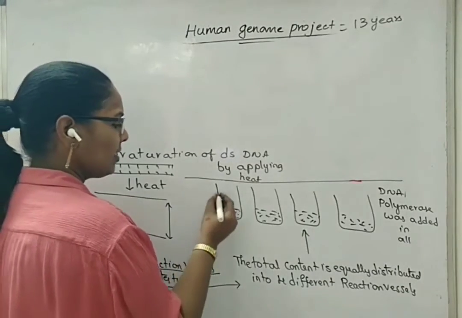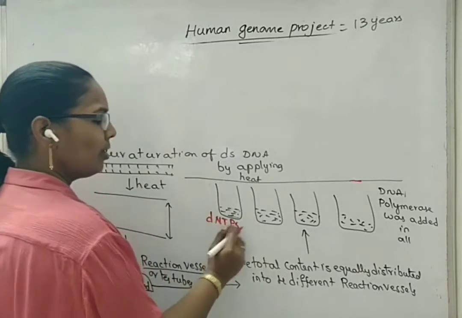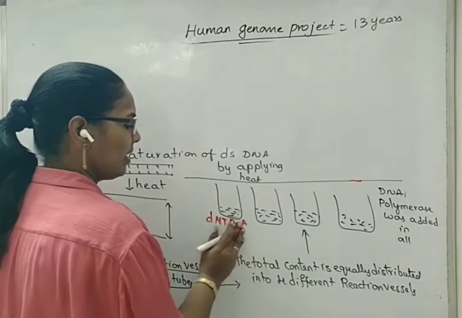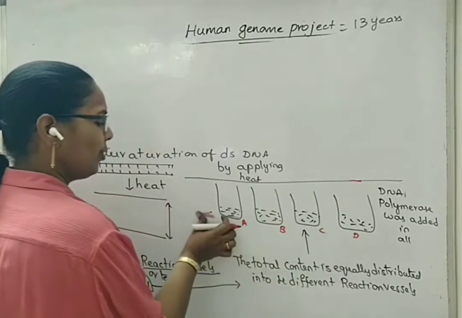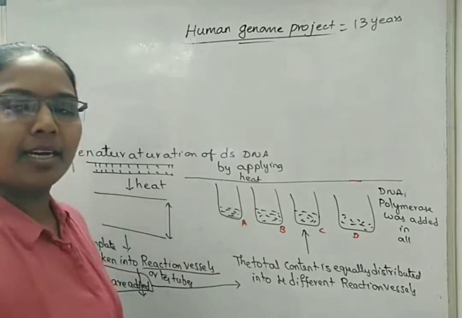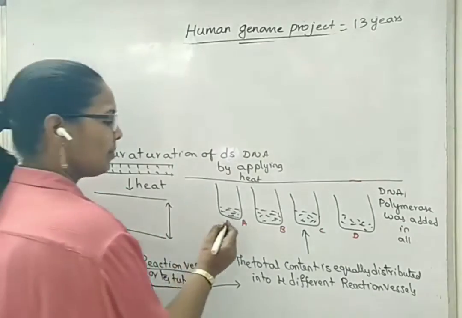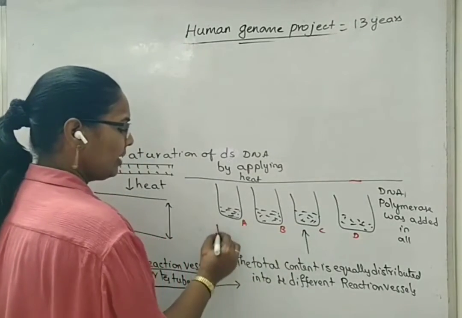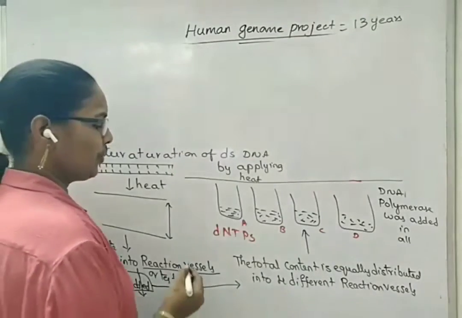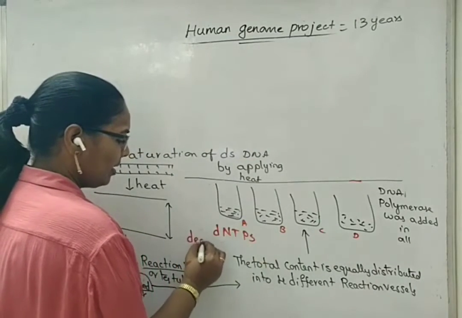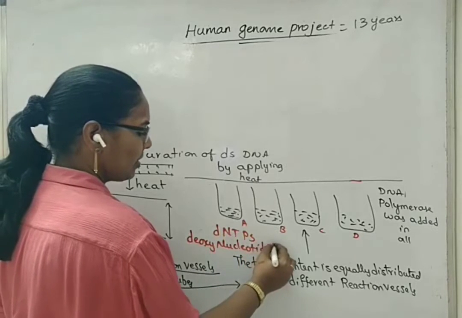We can label these 4 test tubes as containing dNTPs: A, B, C and D. What are dNTPs? dNTPs are deoxynucleotide triphosphates. Suppose these all have dNTPs taken in 4 different test tubes. The full form is deoxynucleotide triphosphates.